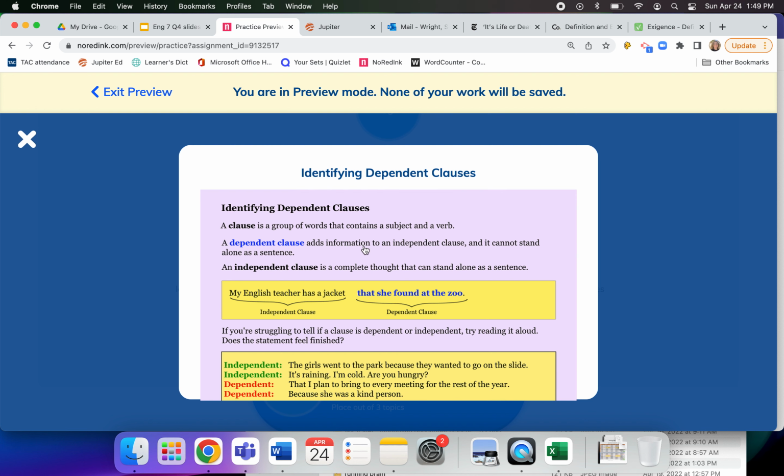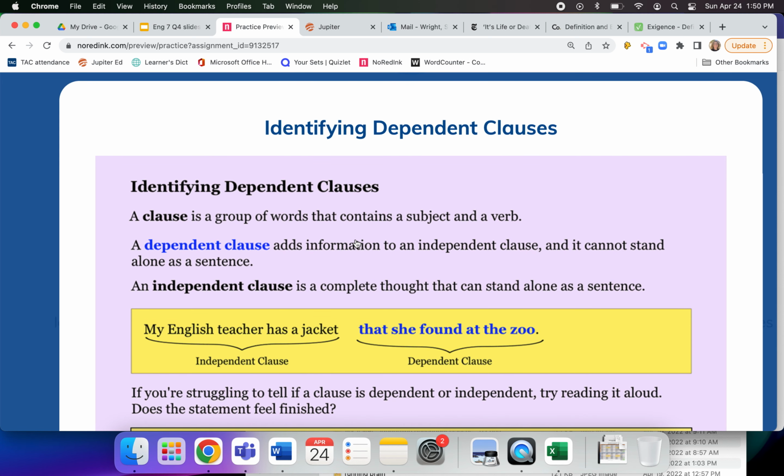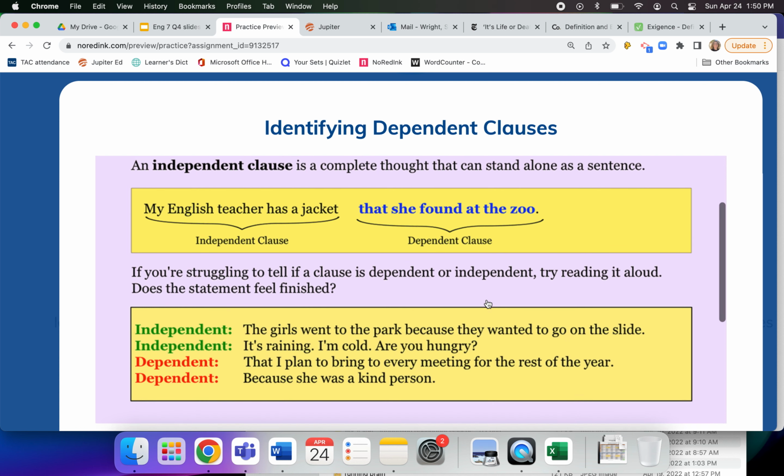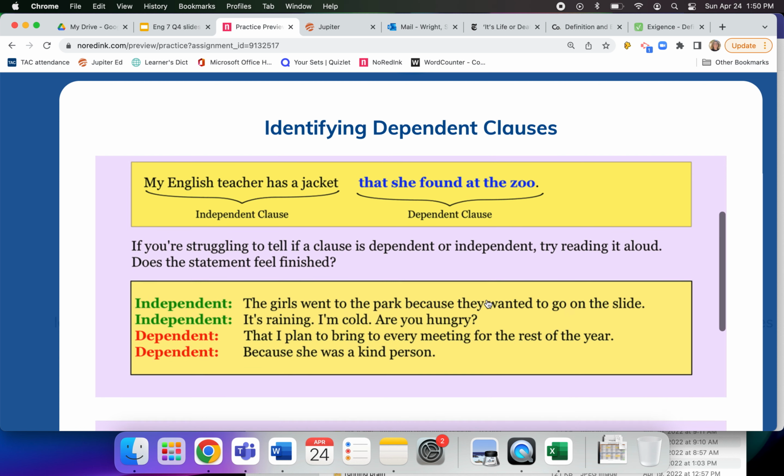Dependent clauses, right? So a dependent clause adds information to an independent one. It cannot stand alone. Like that she found at the zoo. So you can see there is a subject, a verb and an object, but because of that, it isn't complete on its own.